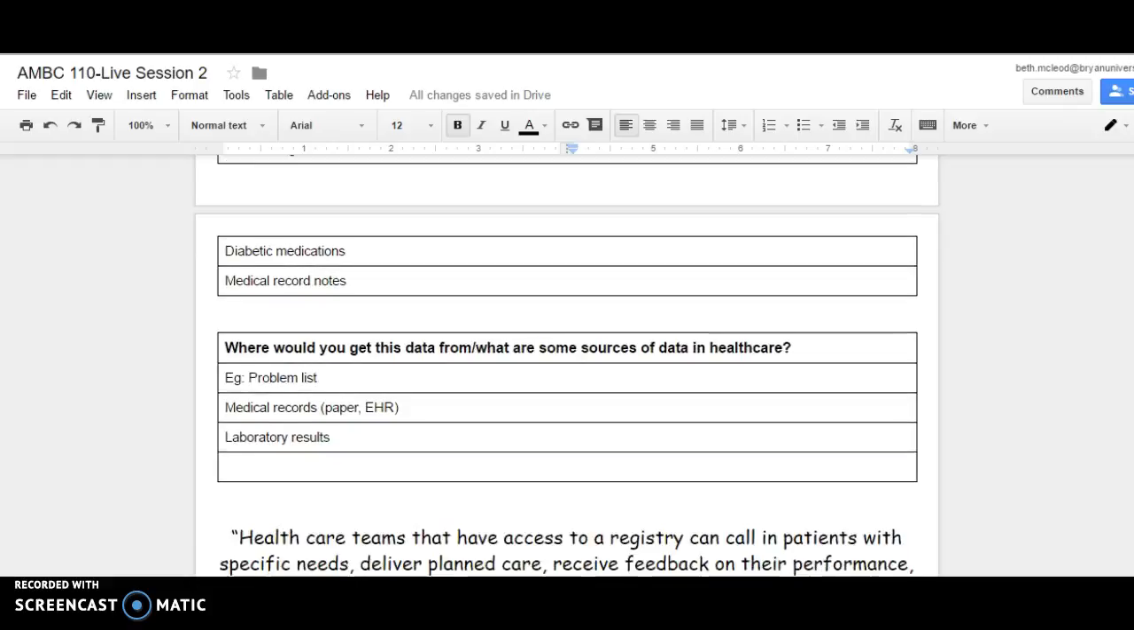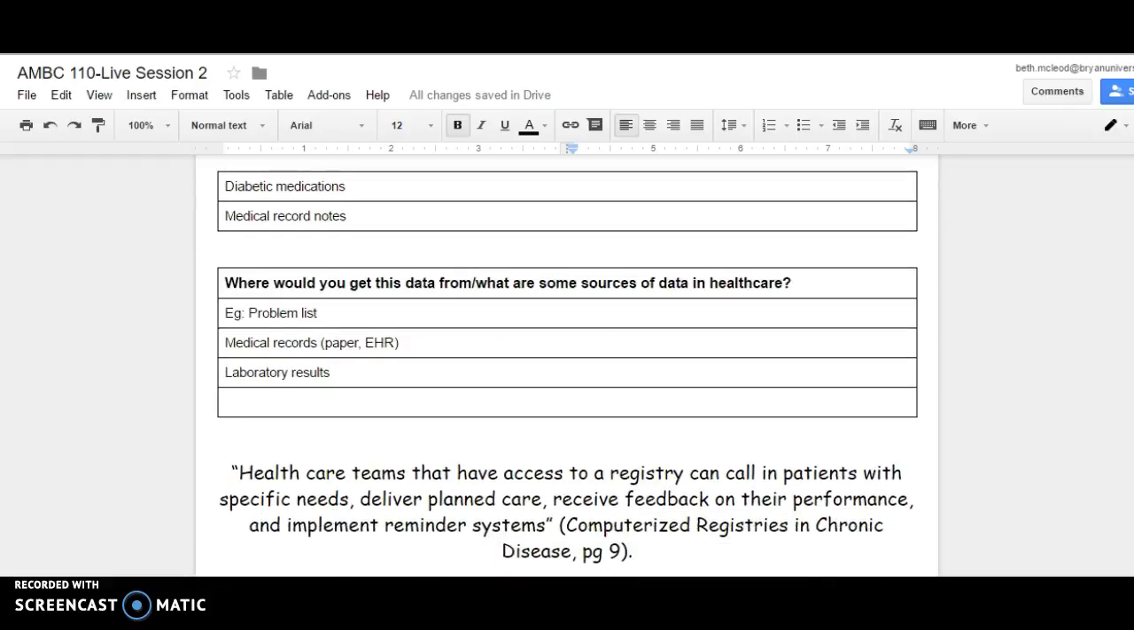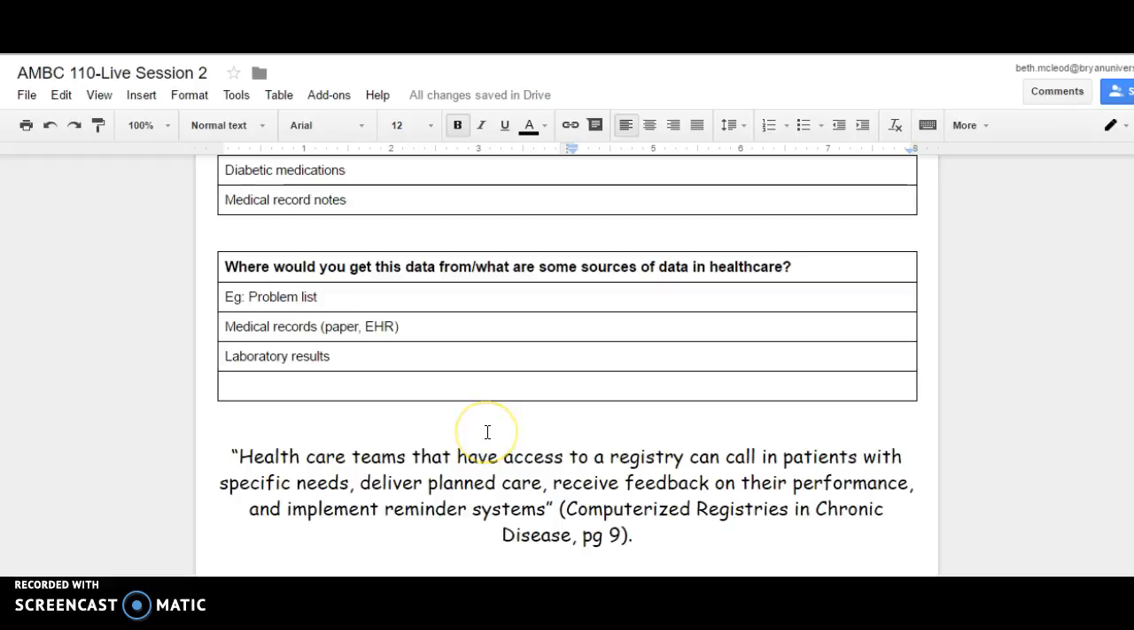And this goes with this part: where would you get this data from? What are some sources of data in healthcare? We would be pulling this information for patients in that diabetes registry from basically the medical record. It could be a paper record or an electronic health record, and specifically within the record we could look at the lab results again. We could look at doctor notes to say what the diagnosis is, what their medications are, medication lists, and then problem lists as well. Any of those you can gather that information from.